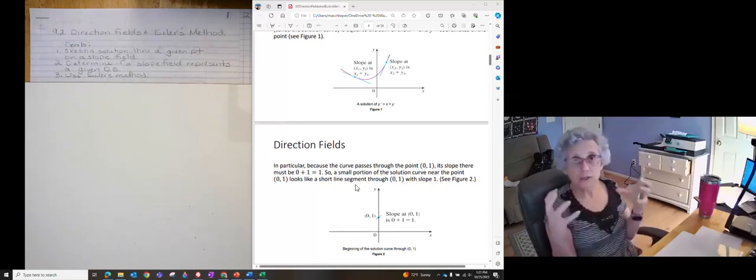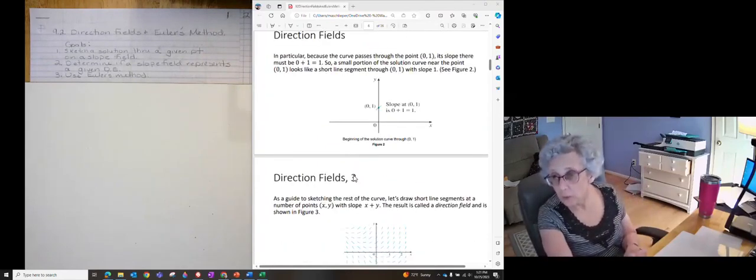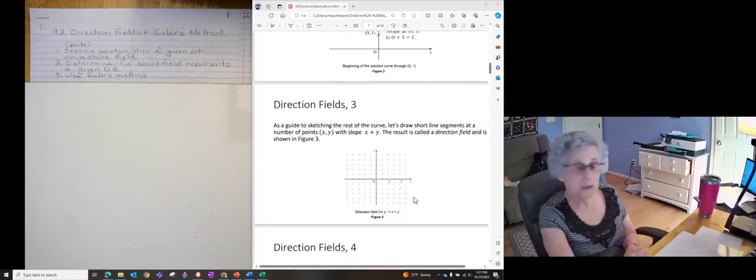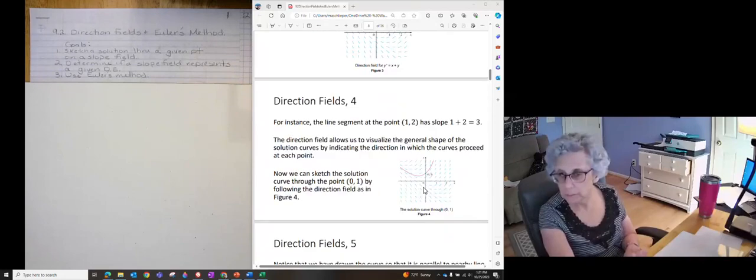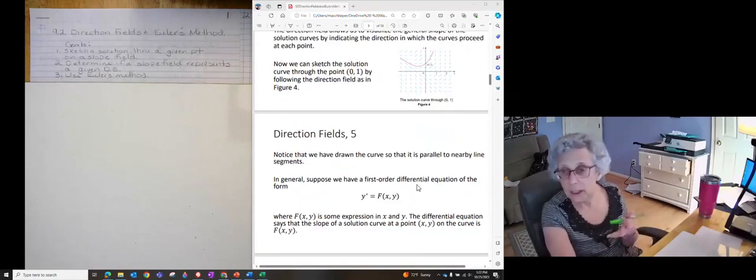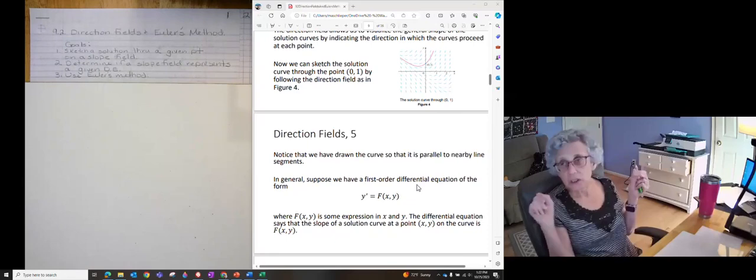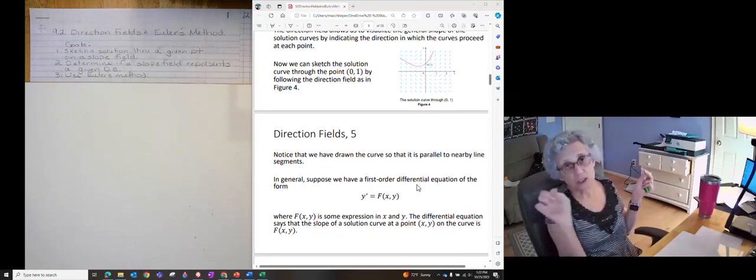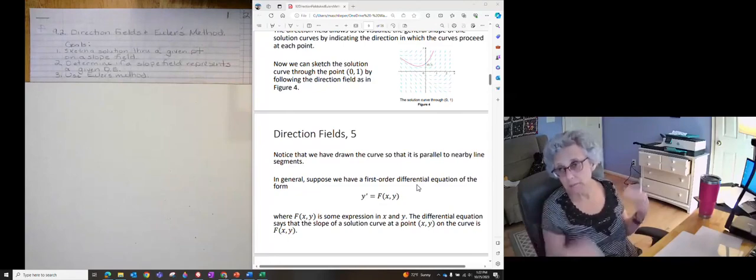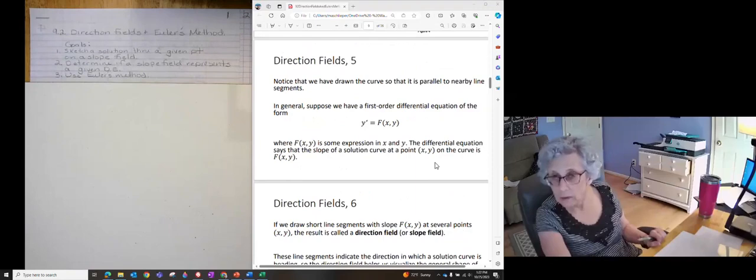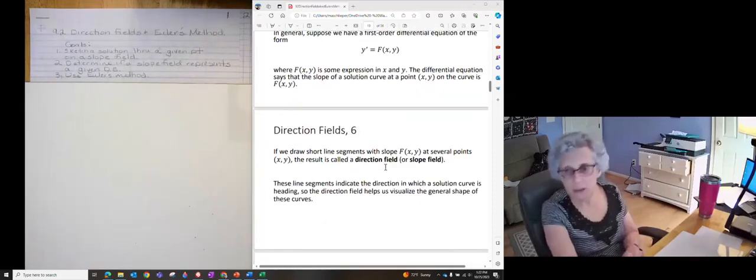And what we can do is pick lots of points and draw lots of little solutions, and that's called a slope or a direction field. There's a pretty picture of one. So, at the point (1, 2), the slope is 3. At the point (0, 1), the slope is 1. Drawing these solution curves in isn't an exact science. You just have to do the best that you can. Notice they drew in curves that are parallel to nearby line segments, and it makes a pattern.